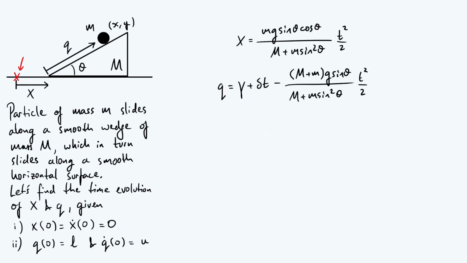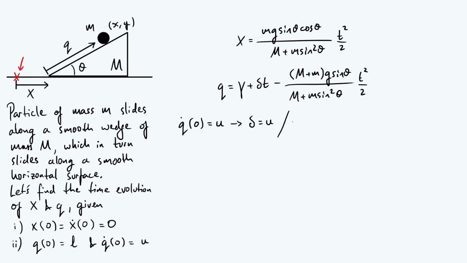So now all that remains to be done is to fix the values of the constants gamma and delta using the initial conditions. So if we first apply the fact that q dot at time 0 is equal to u, well, if you differentiate this, this term is going to become linear in t, this term is going to disappear, and you're just going to be left with delta. And so the implication is that delta has to be equal to u.